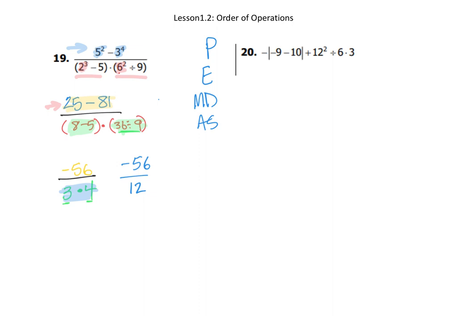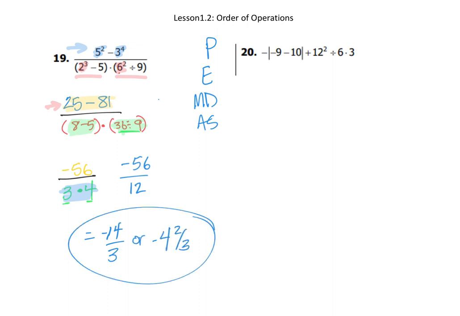Now negative 56 does not divide evenly by 12, so we would simplify that as an improper fraction. In our calculator, it will be negative 14 over 3, or you could write it as a mixed fraction, and negative 14 over 3 would be negative 4 and 2/3. Either way. Okay, number 20.